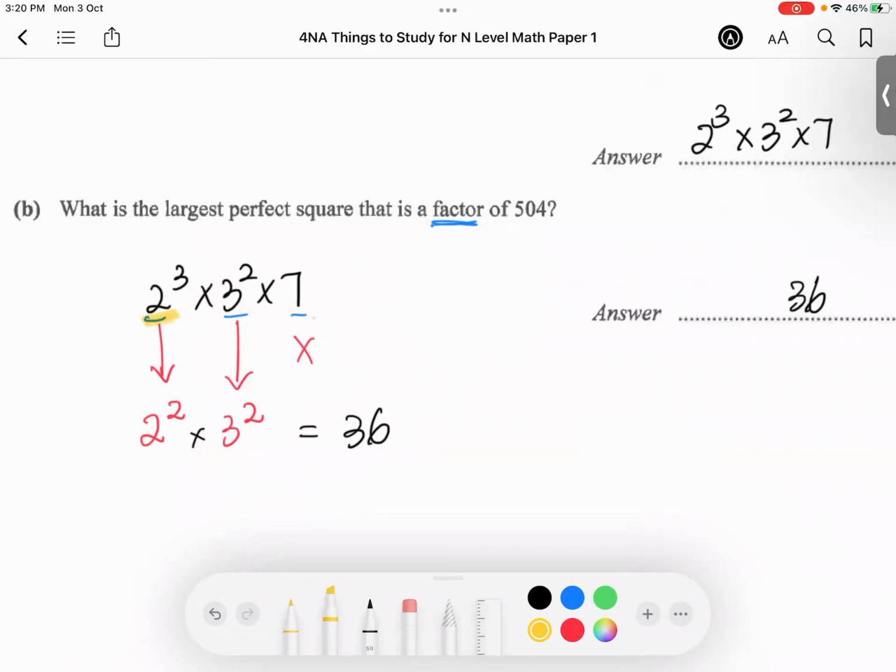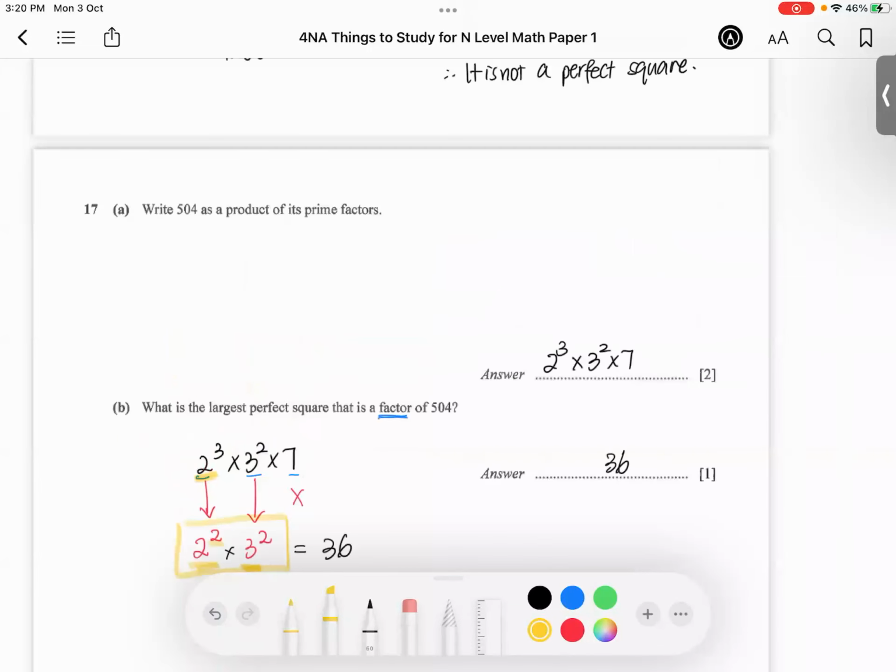Cannot be more, can only be less. What can I take out from 2 cubed? The largest perfect square that I can take out from 2 cubed is 2 square, because a perfect square has even power. Next one, 3 square on its own. The whole thing is a perfect square, so I can just take out the whole of 3 square. 7 is not enough for me to take out anything. So the largest factor that is a perfect square will be the number 36.